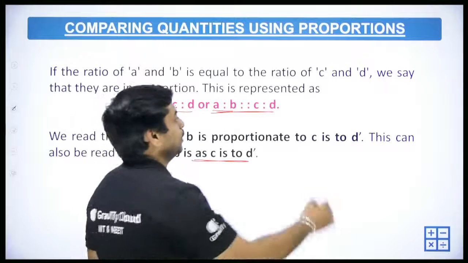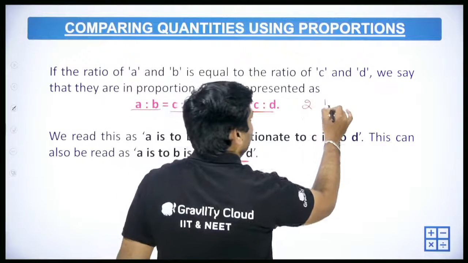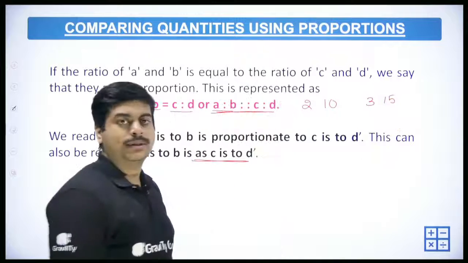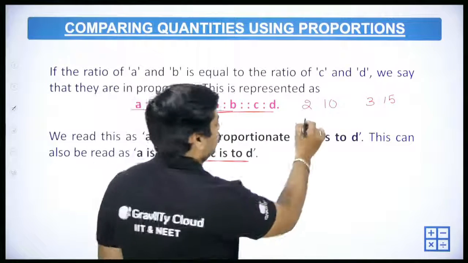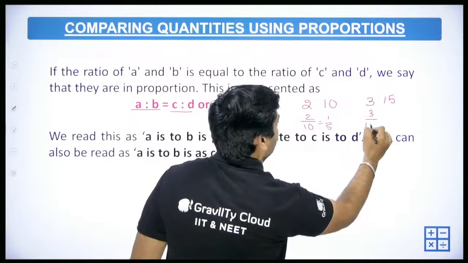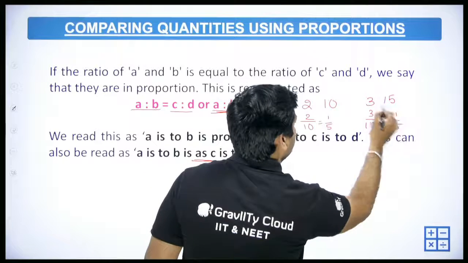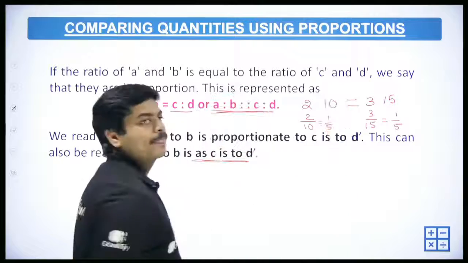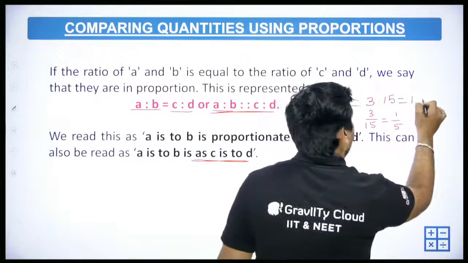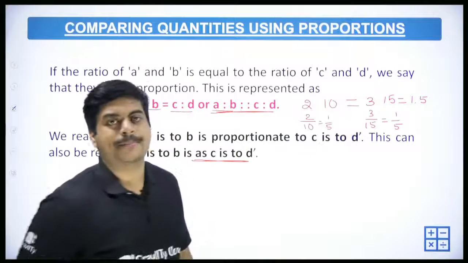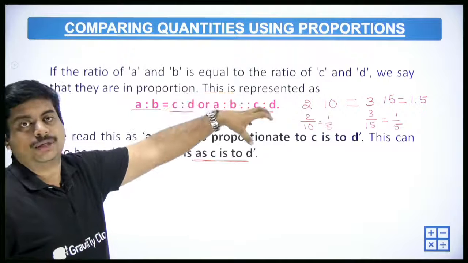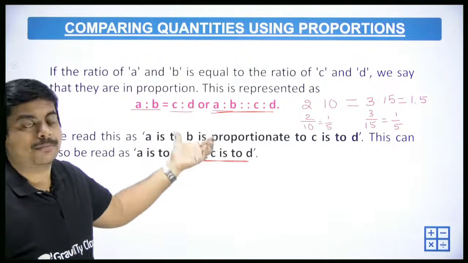I'll give you a small example. For example, 2 is to 10 and 3 is to 15. So what happens in these two ratios? 2 by 10 is equal to 1 by 5, and 3 by 15 is again equal to 1 by 5. So you can say that these two are equal. 2 is to 10, 3 is to 15 is also equal to 1 is to 5, and so on. So all these are in proportion. If these two ratios are equal, they are in proportion.